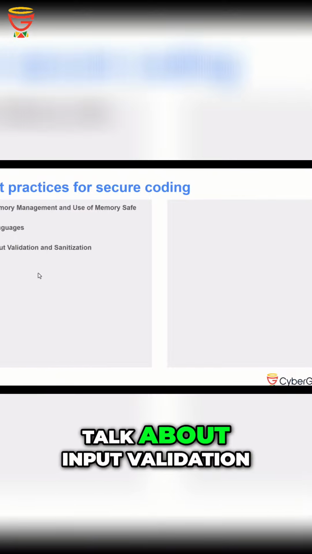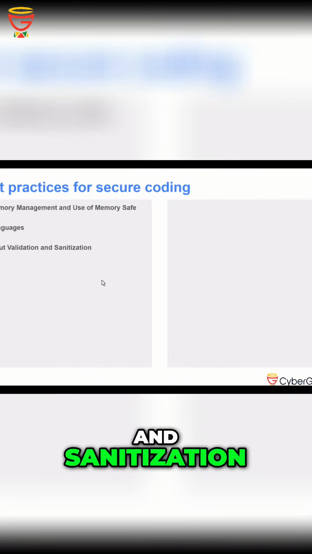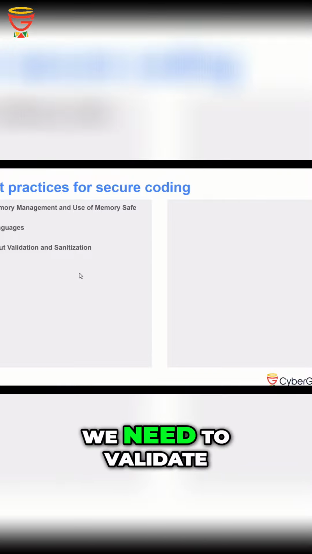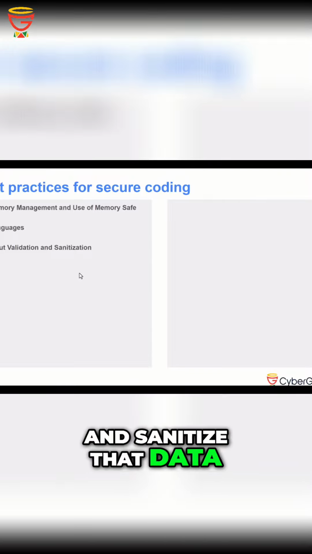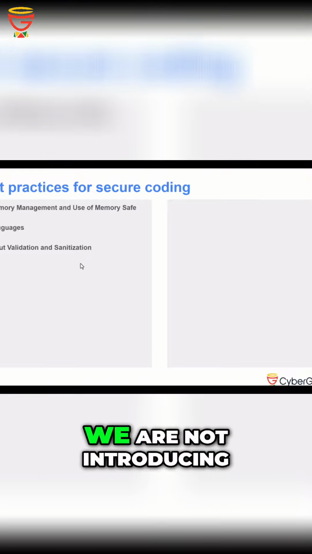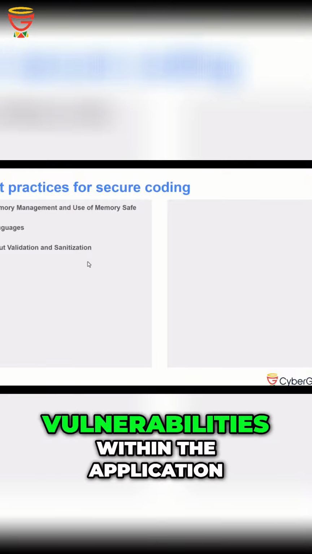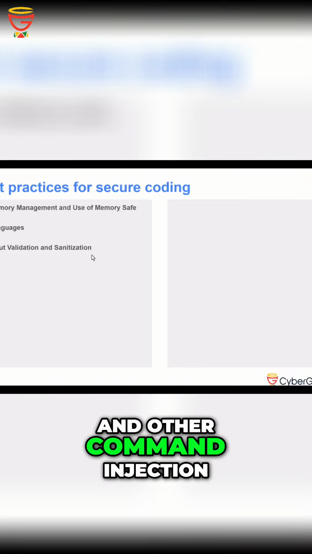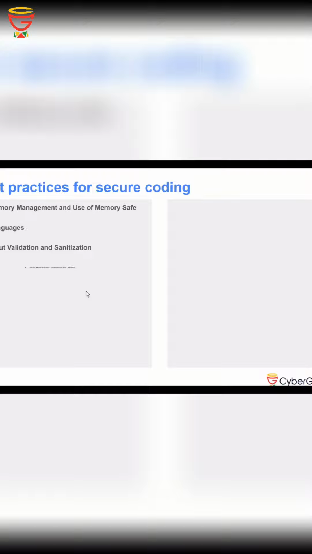And then we can talk about input validation and sanitization. Anytime our application accepts user data, we need to validate and sanitize that data against what the application expects to ensure that we are not introducing vulnerabilities within the application, such as SQL injections and other command injection type vulnerabilities.